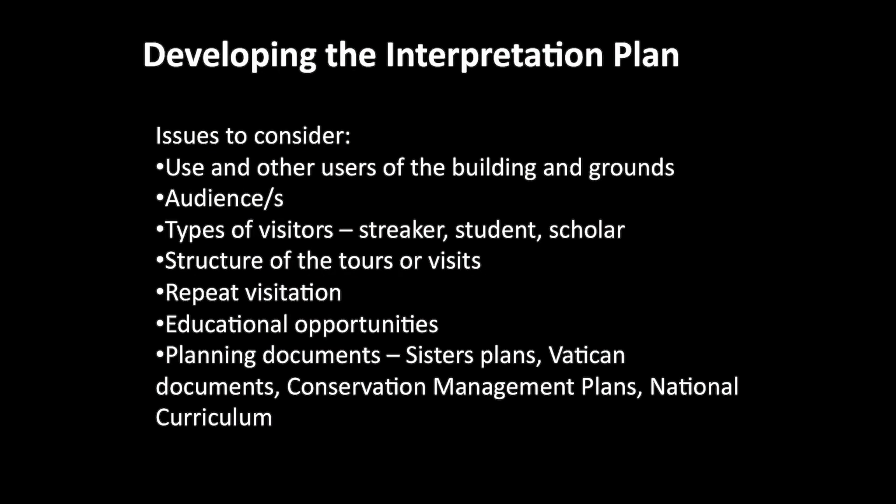The types of visitors, I don't know if you've heard this term before, but there's the streaker, the student and the scholar. So the streaker museum visitor is the person who walks into the room, looks around and walks back out again. The student's the one who reads every fifth label, and the scholar is the one who reads every single word.